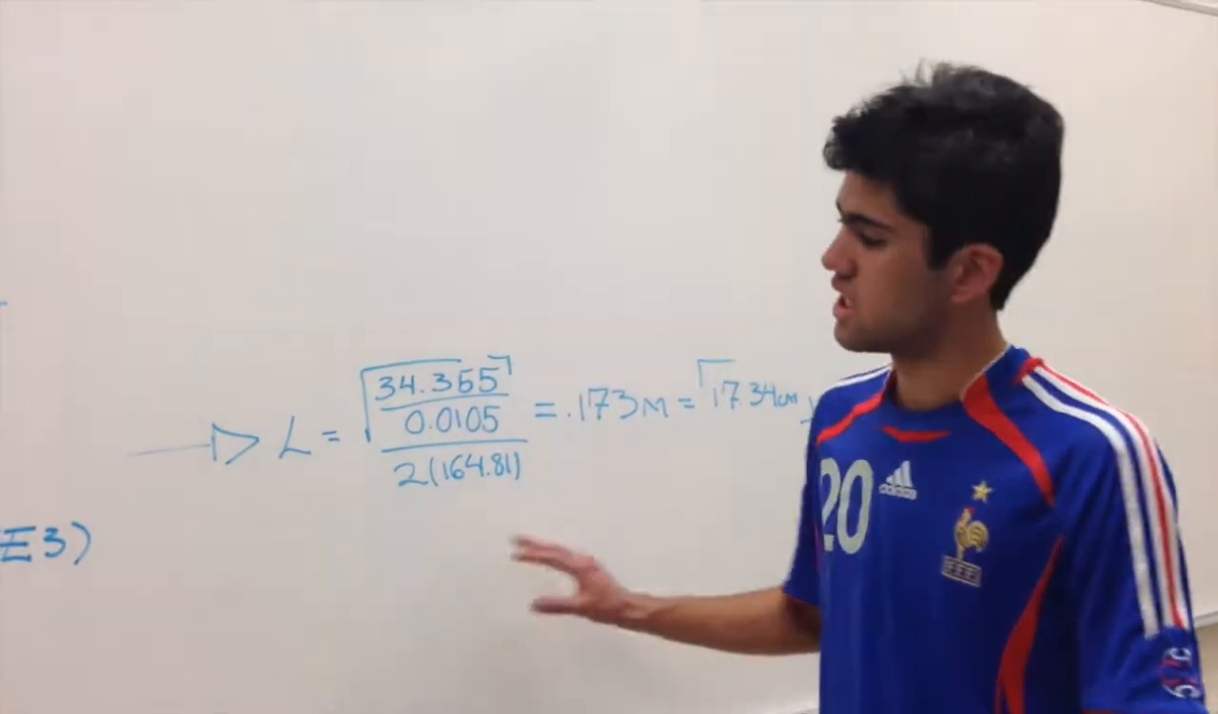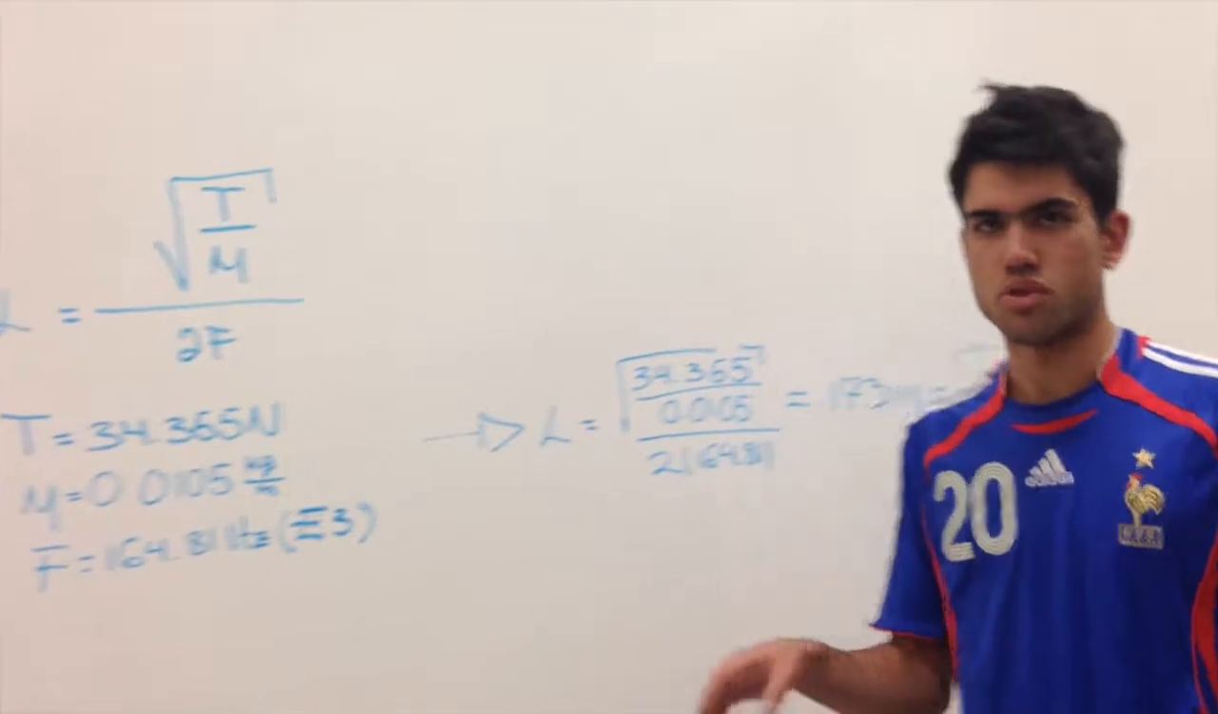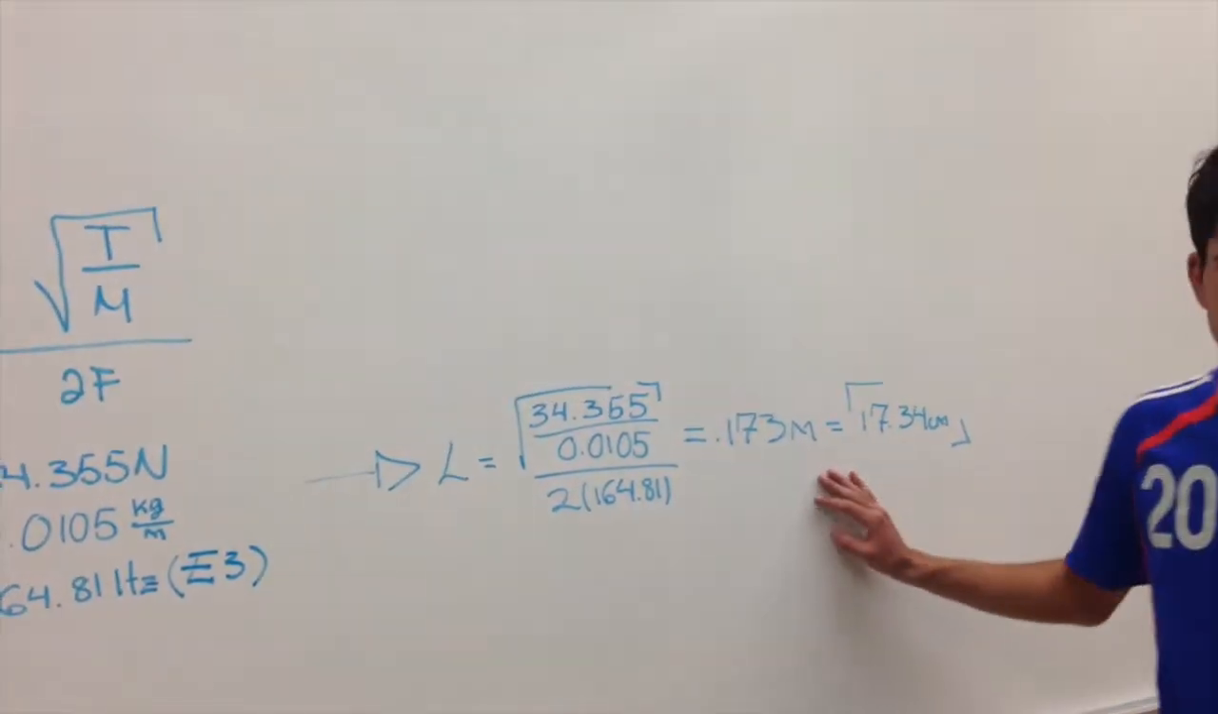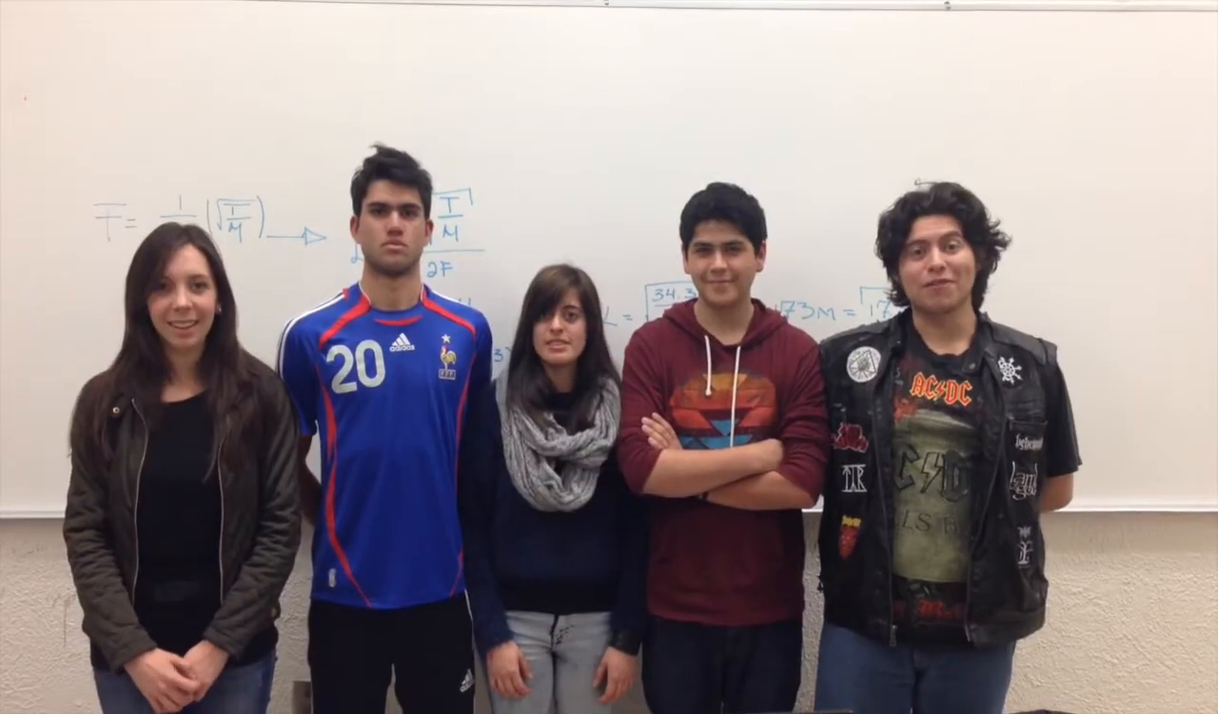For the experimental, it gave us 0.70. So the percentage of error is 0.003 meters. So it was a success. Thank you very much for watching our physics experiments.